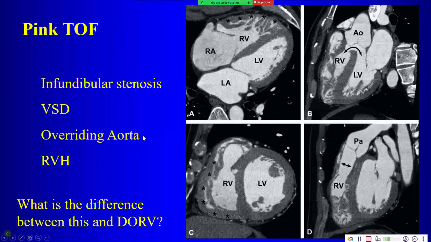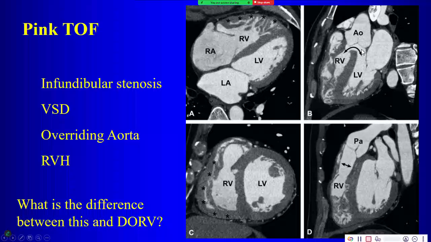So this kind of came up in the case that we started with. Notice that the aorta does receive blood from both ventricles. Of course, the pulmonary artery also receives blood from the right ventricle. But what is the difference then between tetralogy of Fallot and double outlet right ventricle? So what is that cutoff? Yeah, exactly. It's considered double outlet right ventricle if more than 50% of both great vessels, the pulmonary artery and the aorta, are connected to the right ventricle.